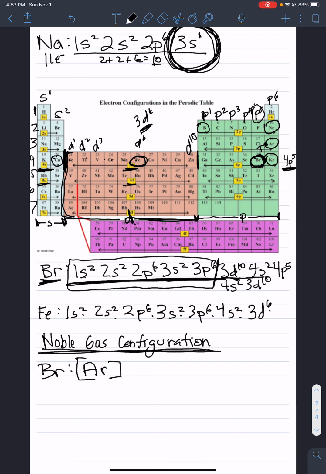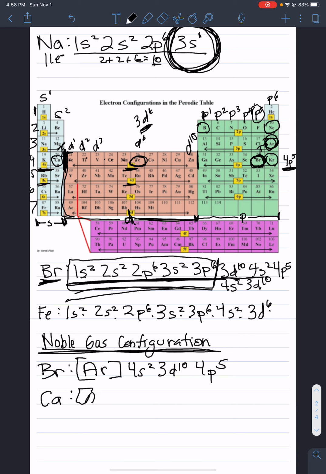So if I put this Ar up front, I don't have to write any of that because I'm saying it has all of these in it. So I just have to start with my 3d10 and my 4s2 and 4p5. So I'm just going to write a 4s2, 3d10, and then a 4p5. So that makes it really quick. So let's do one for calcium, Ca. If we go up one row and then go over to the side, we see that we have Ar again. So it's going to have the Ar noble gas configuration, and then we're going to have a 4s2. So that's Ca's electron configuration without having to write out this big long thing.